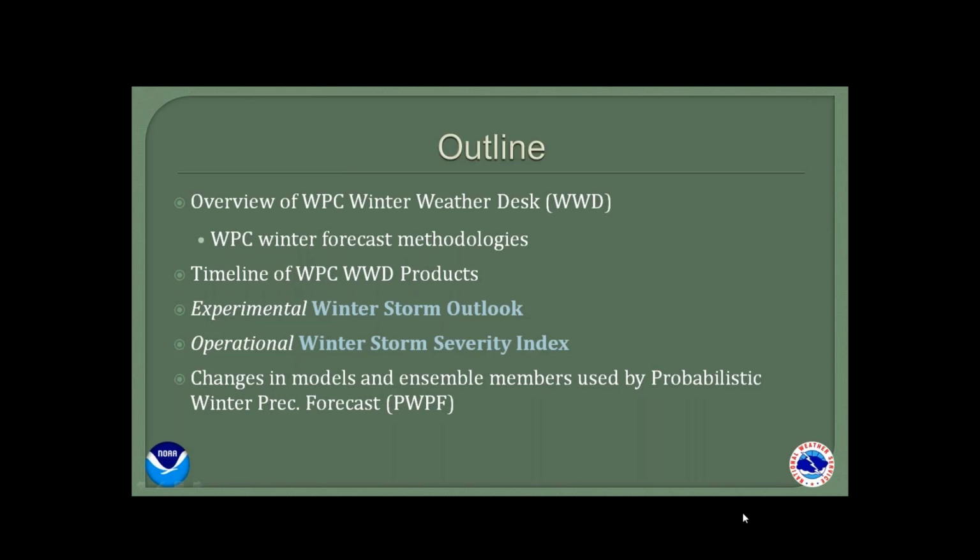So, brief outline, just gonna give an overview of the Winter Weather Desk along with their forecast methodologies. Look at the timeline for their products. Review the experimental winter storm outlook, which yes, it's still experimental. And then the now operational winter storm severity index, and then talk about just a couple of changes to the models and ensemble members that are used by their probabilistic winter precip forecast.